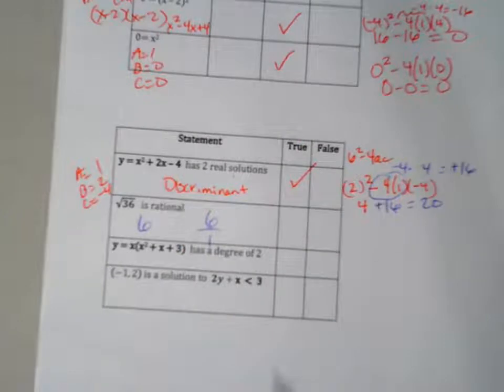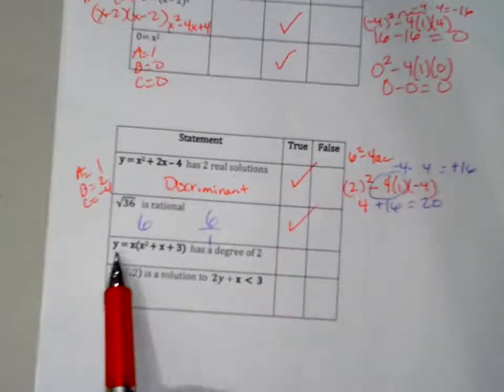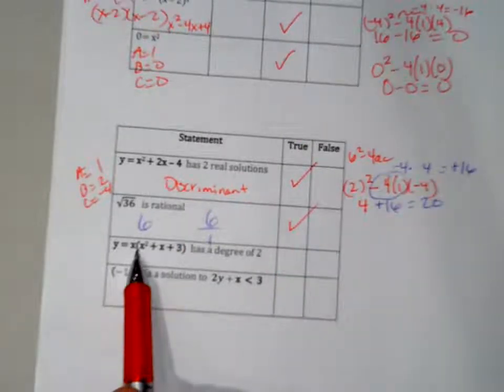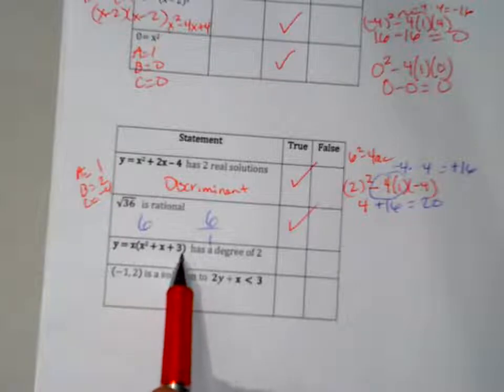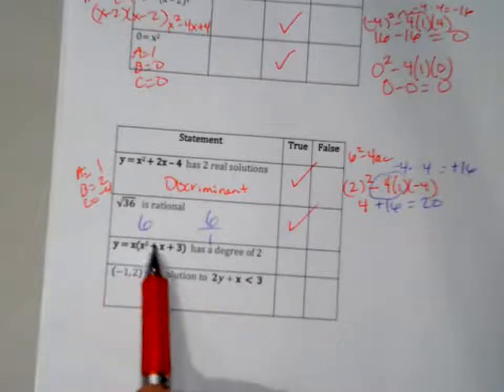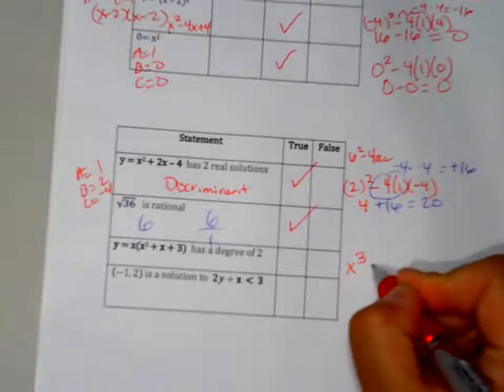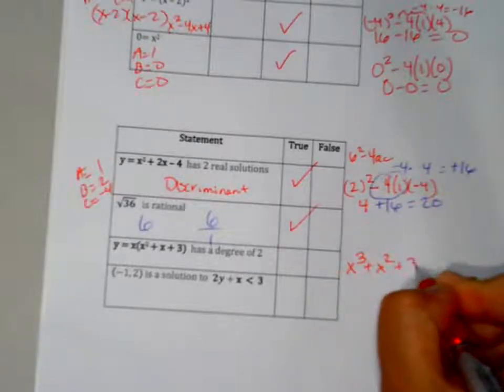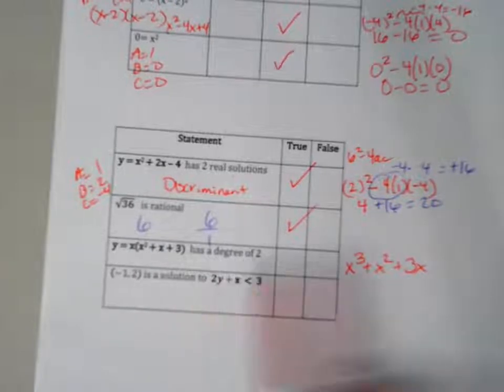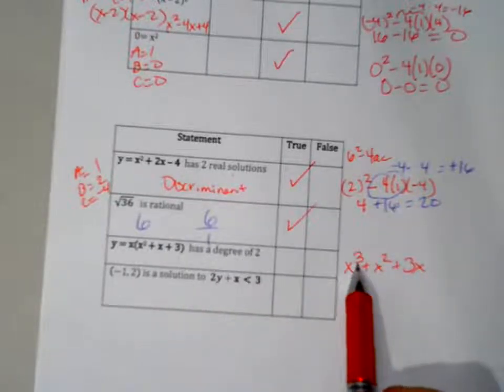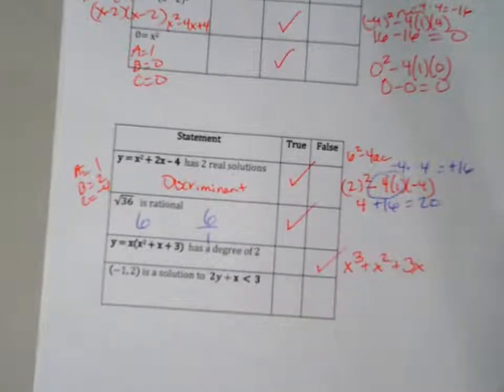So that is true. Y equals x times a quantity, x squared plus x plus 3, has a degree of 2. Well, we've got to distribute that out. So when I distribute that out, that gets me x cubed plus x squared plus 3x. That has a degree of 2? No, it does not. The highest one is 3. So this one right here is false.